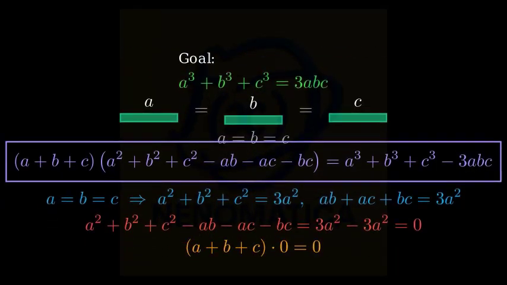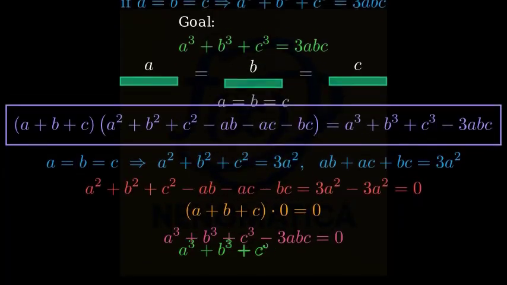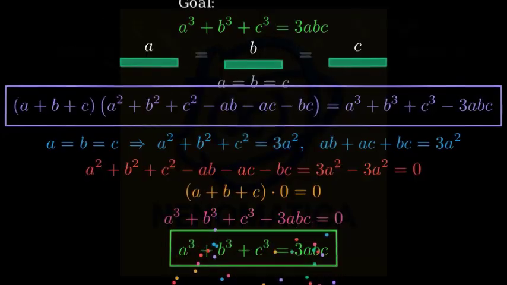But that product equals the difference of cubes expression. So a cubed plus b cubed plus c cubed minus 3abc equals 0. Finally, rearrange: a cubed plus b cubed plus c cubed equals 3abc. The theorem is proven when a equals b equals c.